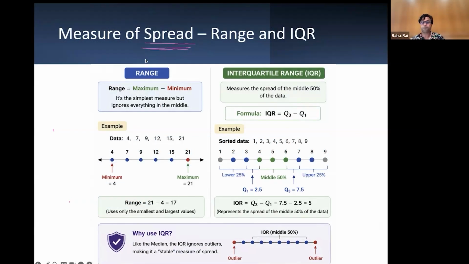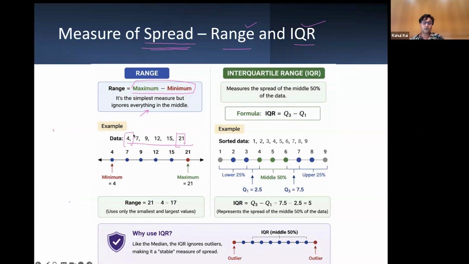Focus on spread. The two common ones are range and interquartile range. First, range is defined as the maximum value minus the minimum value. It's the simplest measure, but it ignores everything in the middle. For example, if you have data given in this format, you have this one as the maximum and this one as the minimum.